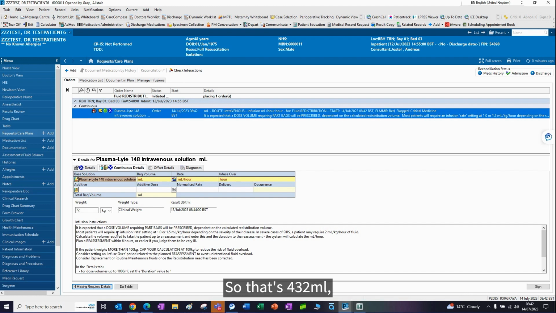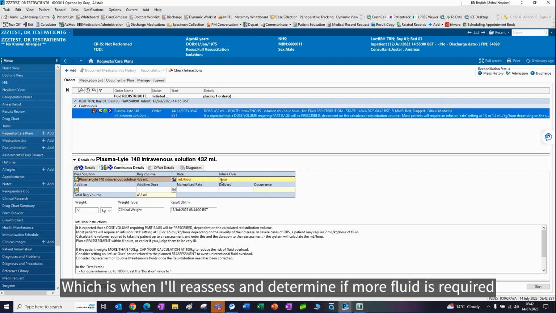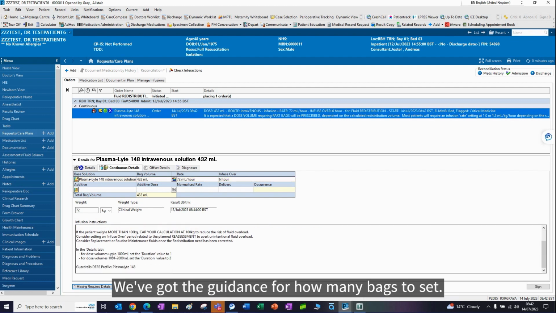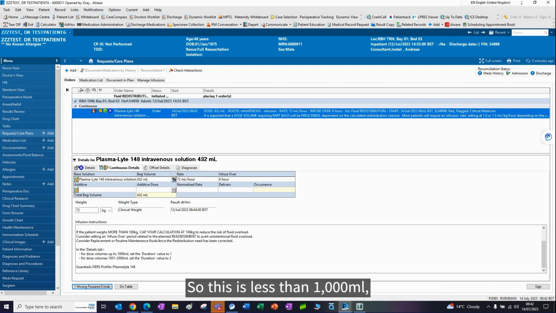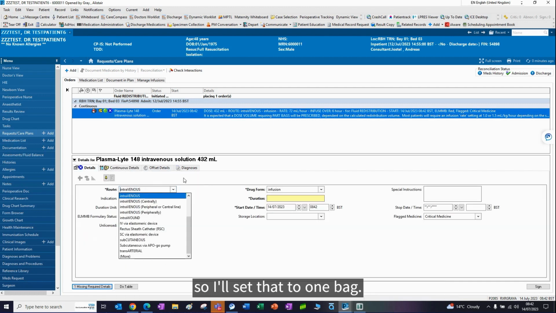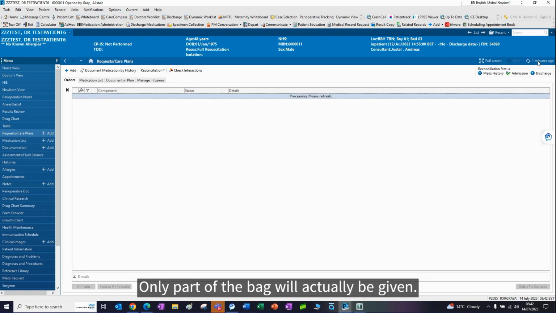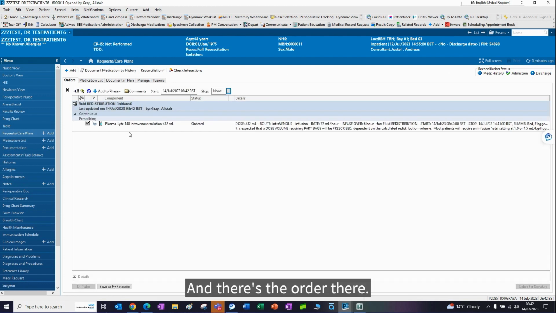So that's 432 mils infused over 6 hours, which is when I will reassess and determine if more fluid is required or they can flip to a different indication. We've got the guidance for how many bags to set. So this is less than 1,000 mils, so I'll set that to one bag. Only part of the bag will actually be given. And there's the order there.